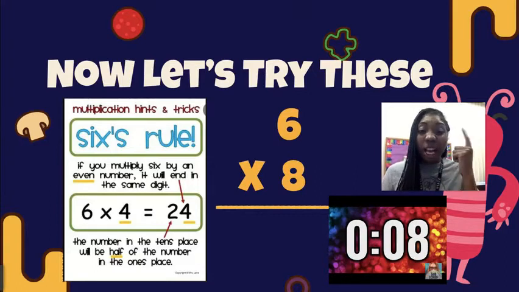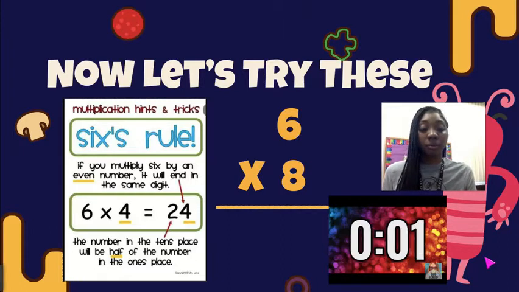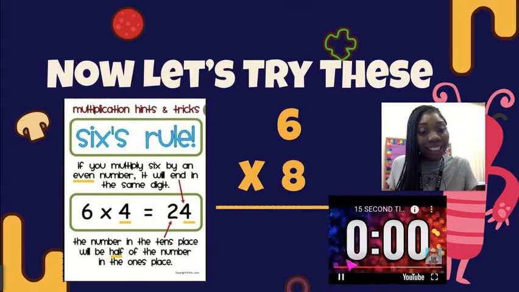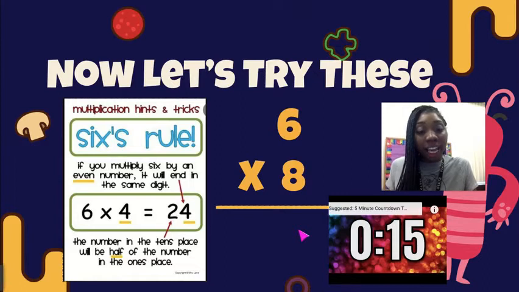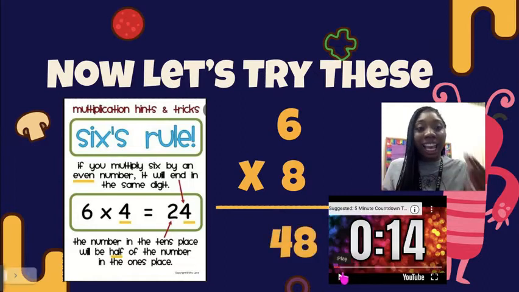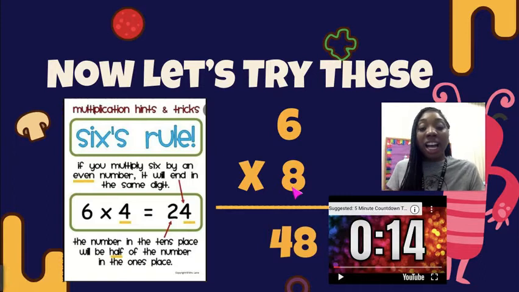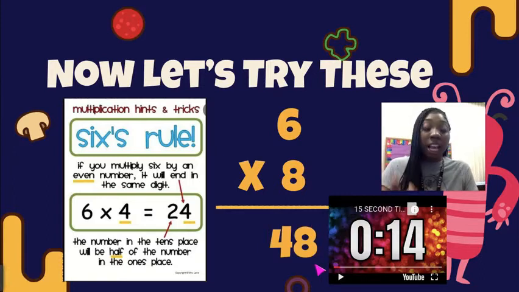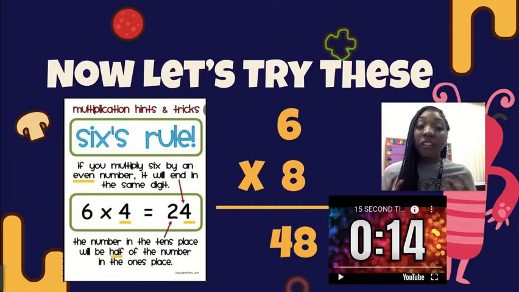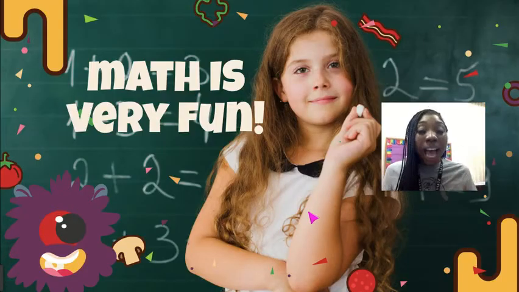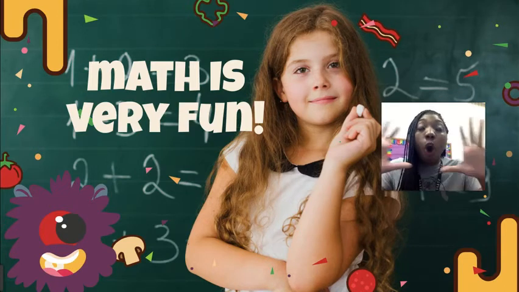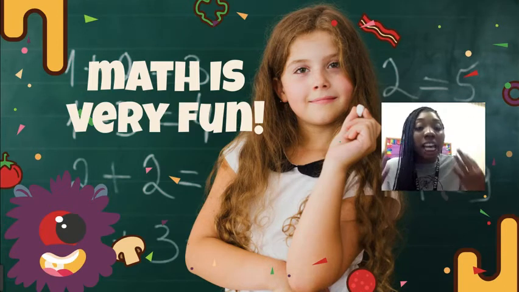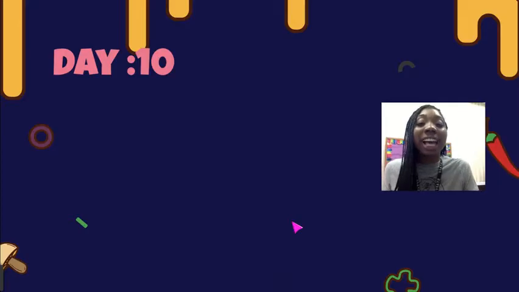Think about the sixes rule, okay? That's really going to help us when it comes to solving these problems. Okay, time's up. 6 times 8 is 48. You got it. Because the number that we're multiplying by is going to be in the ones place, and half of 8 is 4. So 6 times 8 is 48. Isn't math so much fun? There's all these different tricks that we can learn to help us, and they're so exciting.